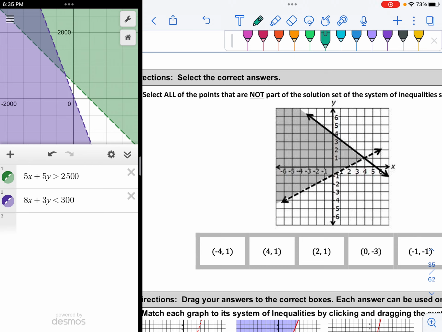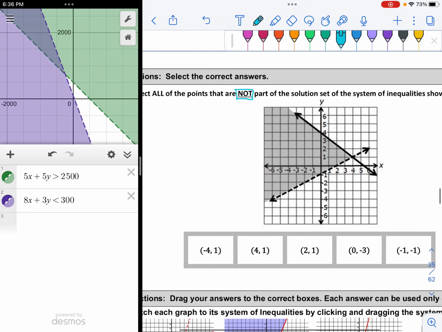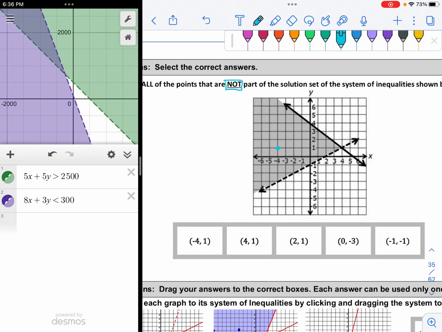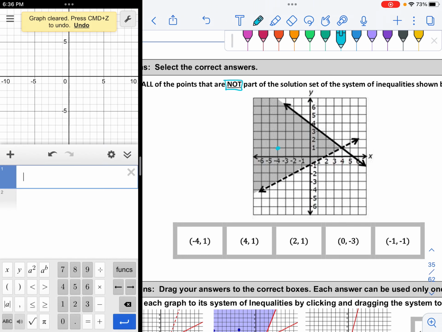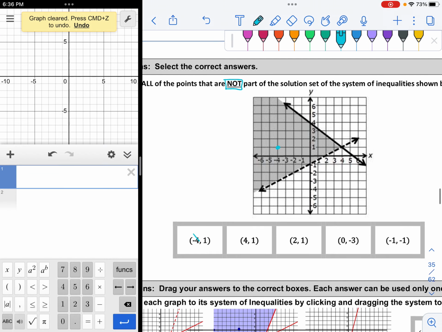So they want us to select all of the points that are not part of the solution. Looking at negative 4, 1, we go to negative 4 up to positive 1. There's that dot. You'll notice that dot is in the solution because it's in the shaded region, so we're going to cross it off. Then we go to 4, 1. Notice how it's on a dotted line. Because it's on a dotted line, it is not part of the solution.